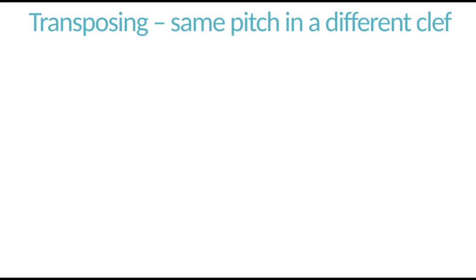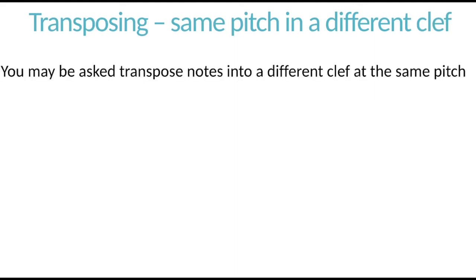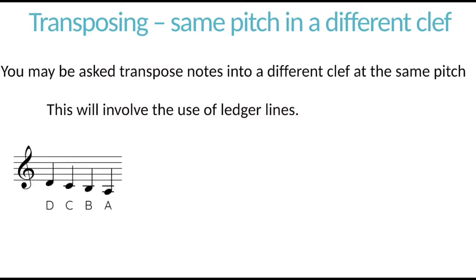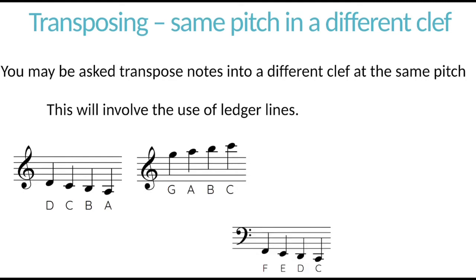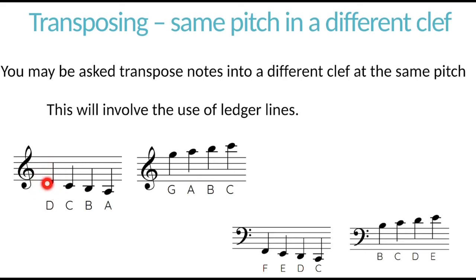You may be asked to transpose in a different clef, but keeping the notes at the same pitch. And for this you'll need to use ledger lines. So it's important to remember that, for example, this note in the treble clef, a D, is the same note as this note in the bass clef, the D. It's exactly the same note. If you were to play these two notes on a piano, you'd be playing the same key.